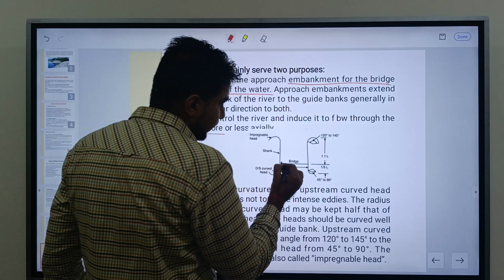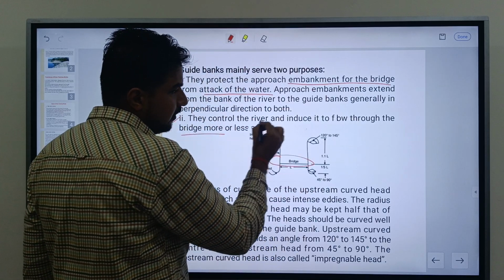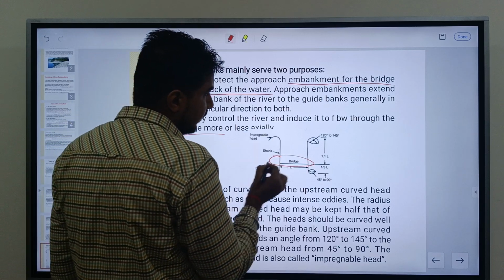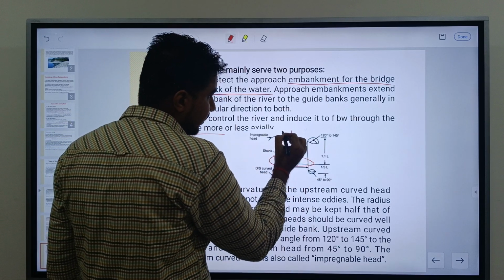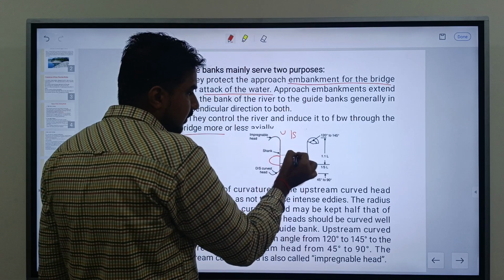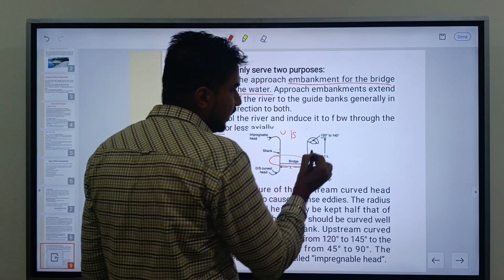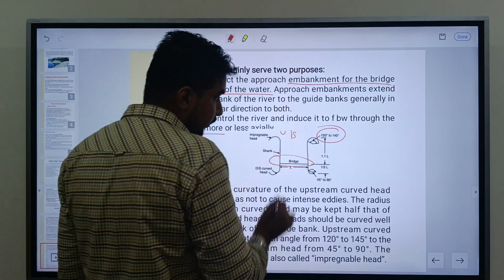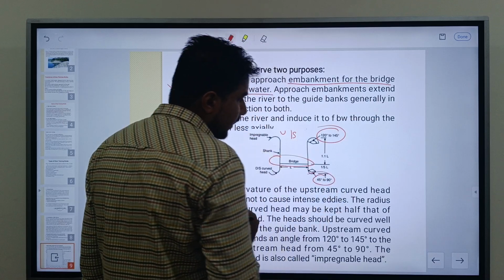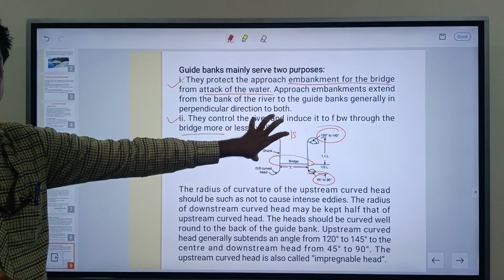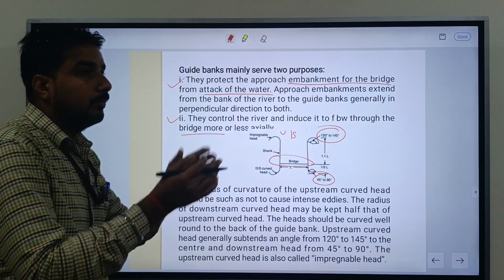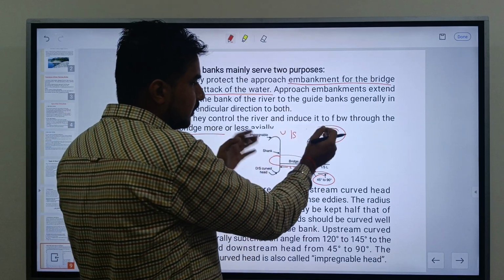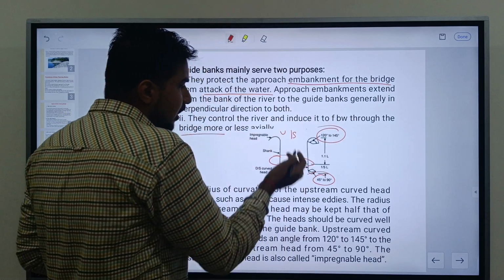If we see that this is the bridge section, and we provide a marginal guide bank in this area, here is the upstream side. The water is flowing in this direction. On the upstream side, the angle of the guide bank is 120 to 145 degrees, and at the downstream side, the angle is 45 to 90 degrees. The flow on the upstream side is very high, so we have to provide space for passing flow. That's why we select a particular angle for this purpose.